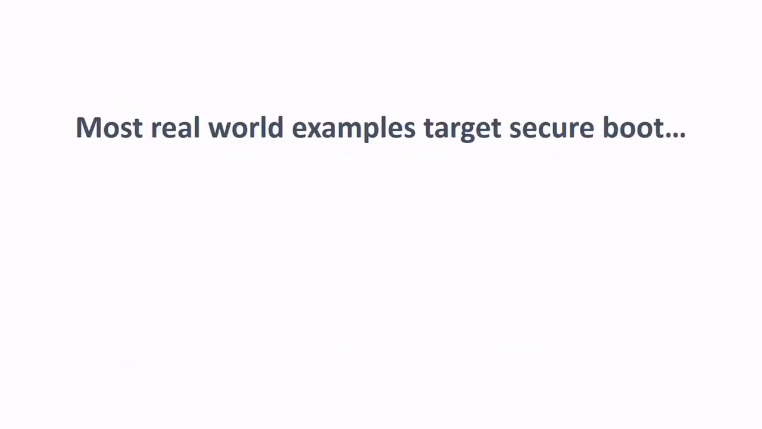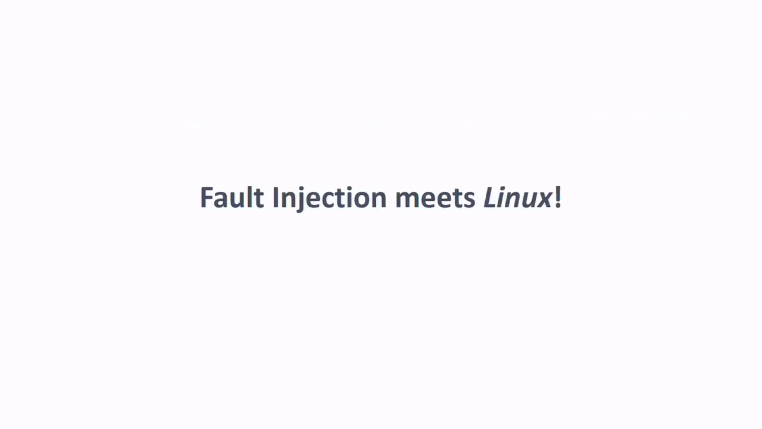So most of the examples I've shown, whether that's for the Xbox, for the Nintendo, or for the Cisco phone, they all target the devices during boot using fault injection, which in a way makes sense because these code bases are typically small and it's not guaranteed that there are vulnerabilities there that you can leverage in order to bypass the security. But this makes me think, why don't we use fault injection during runtime? And that's exactly when fault injection met Linux, and that's basically the foundation of this presentation.